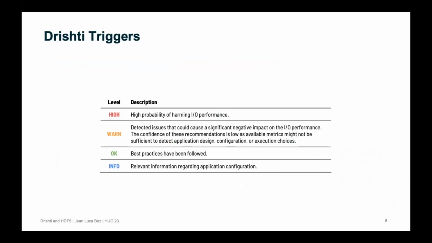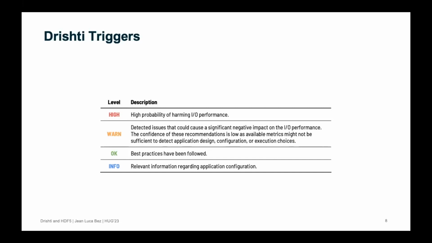And for that, we have triggers, which we have aligned in 4 different levels. So the high level ones are, there's a high probability that it will harm your application. We have the ones that are under warn, which is those could cause a significant impact, but we cannot be certain at this point because we do not have metrics that would make us more assertive in their impact on performance.